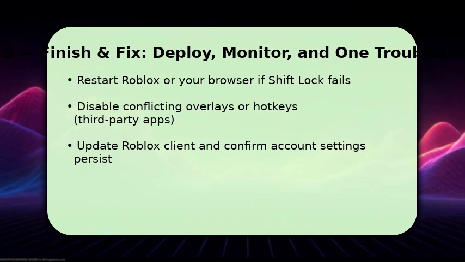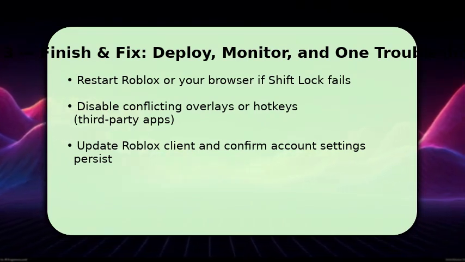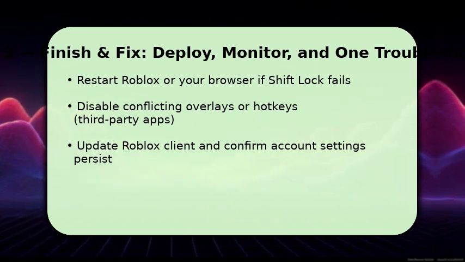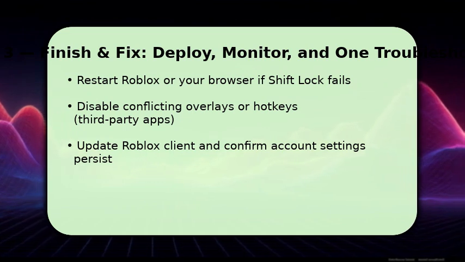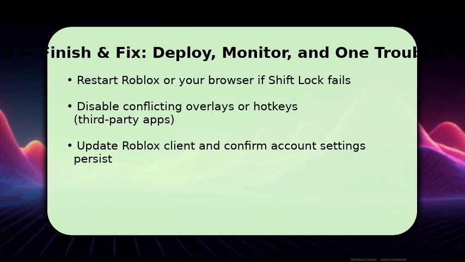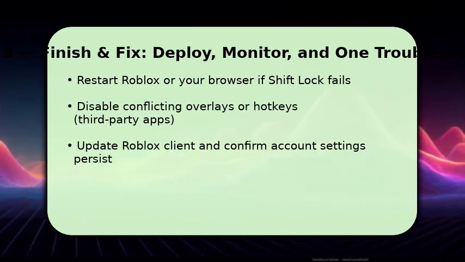To finish, resolve common issues that block Shift Lock from working reliably. If Shift Lock doesn't engage, restart Roblox or your browser and try again. Sometimes temporary glitches clear up that way. Make sure no third-party overlays or custom hotkey apps are intercepting the Shift key, and update the Roblox client so you're on the latest build.